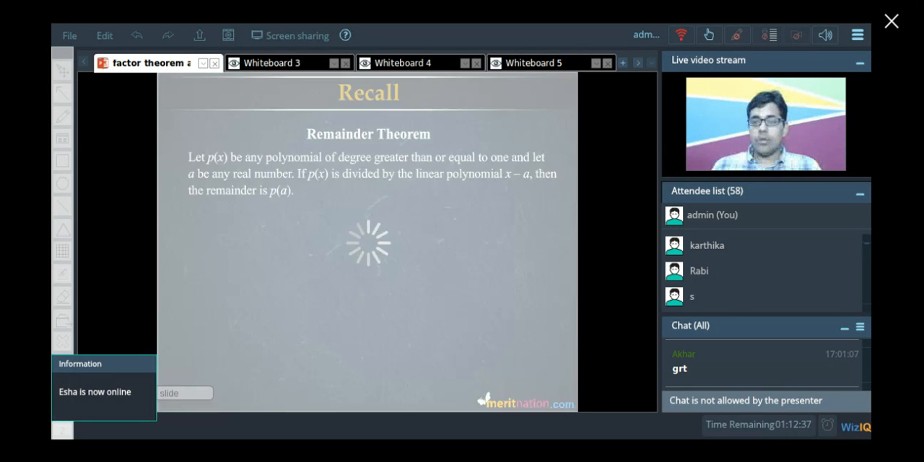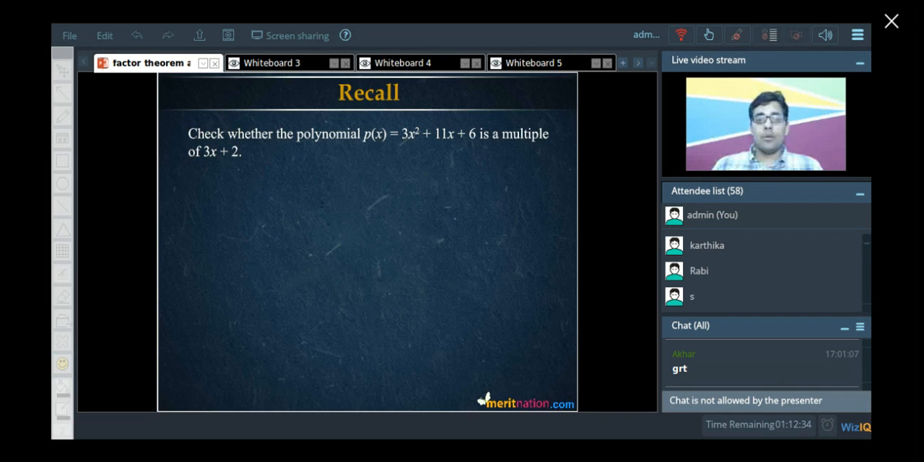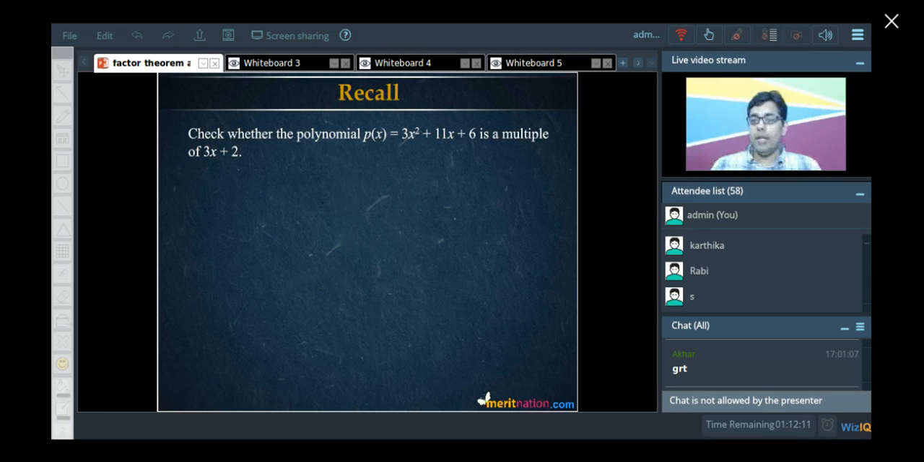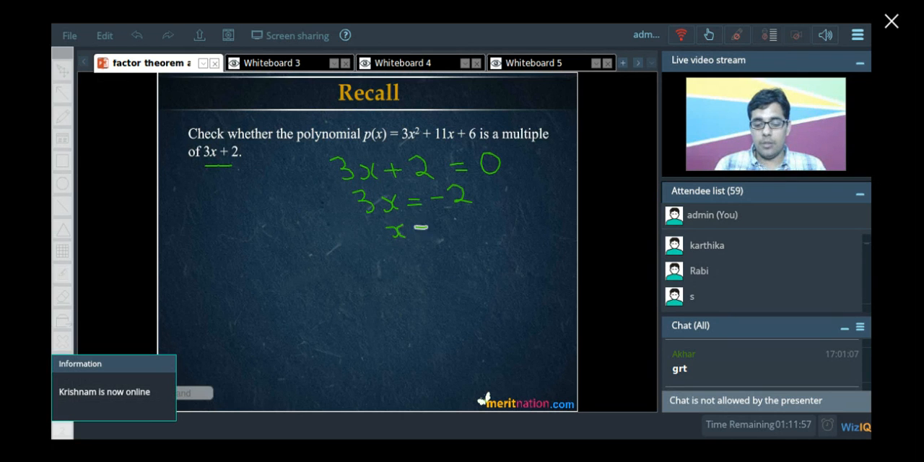Now moving on, recalling one question. Check whether the polynomial P(x) equals 3x square plus 11x plus 6 is a multiple of the linear polynomial 3x plus 2. We will use the remainder theorem. Just like in the last example we had x minus 1, so the remainder became P of 1. Here also we will find the value of a, by putting the divisor 3x plus 2 equals 0. We get 3x equals minus 2, then x equals minus 2 by 3.